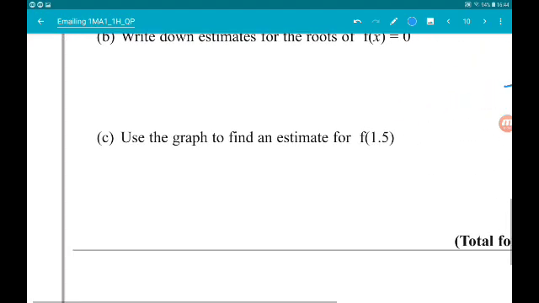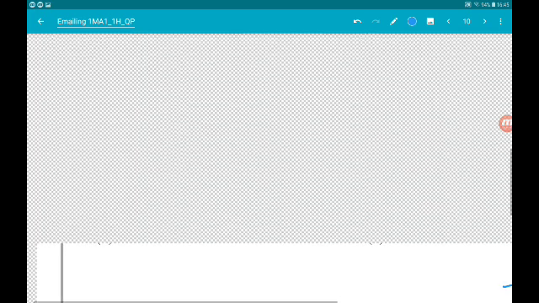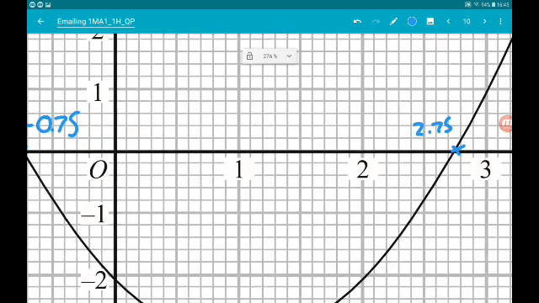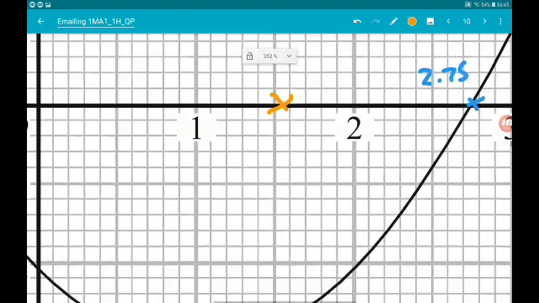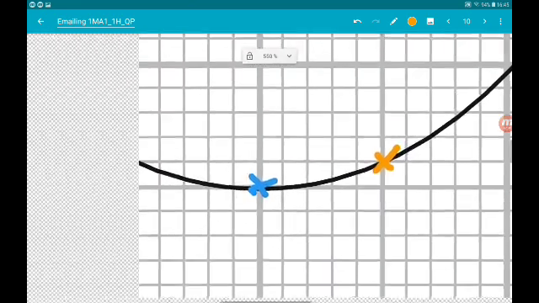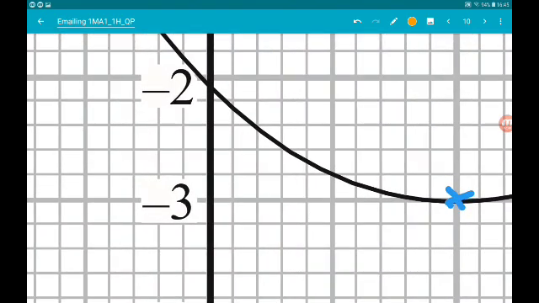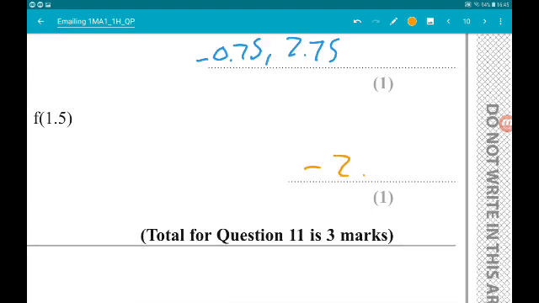And then part C wants us to use the graph to find an estimate for f of 1.5. So that means we want to find the value of the function when x is 1.5. So find 1.5 on the x-axis, which is there, and then go down until we hit the curve. So that's there, and then we want the value. So that's going to be minus 2.8. Cool.